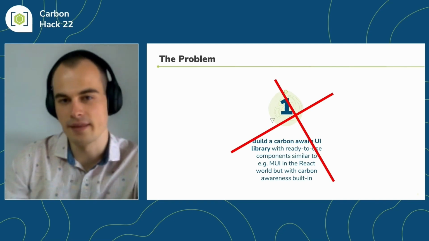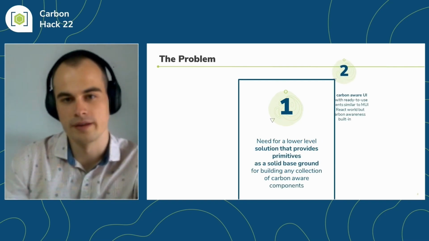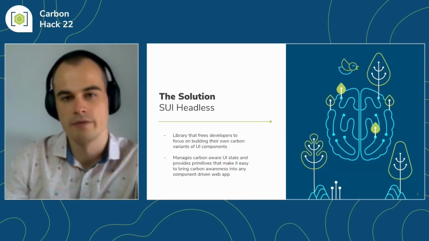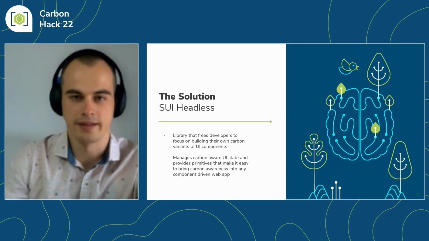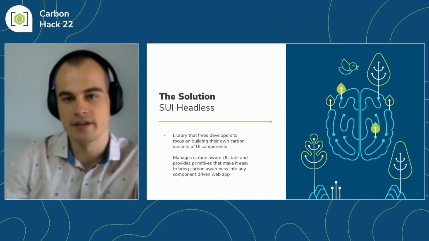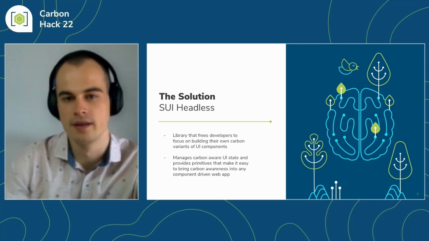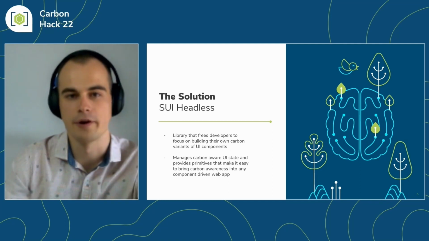We had identified that the first problem developers face is not about building the components as such, rather about implementing the logic that sits beneath at a lower level, which is framework independent, where the key green design principles are at the core. Realizing this, our problem definition had shifted to building a solution that would provide primitives as a solid base ground for building any collection of carbon-aware components. We are coming today with our proposal for building headless libraries that are suited for different UI frameworks. These libraries aim at freeing the developers to focus on building their own carbon-aware variants of components. There is no need for them to come up with the universal primitives for building carbon-aware UIs anymore.